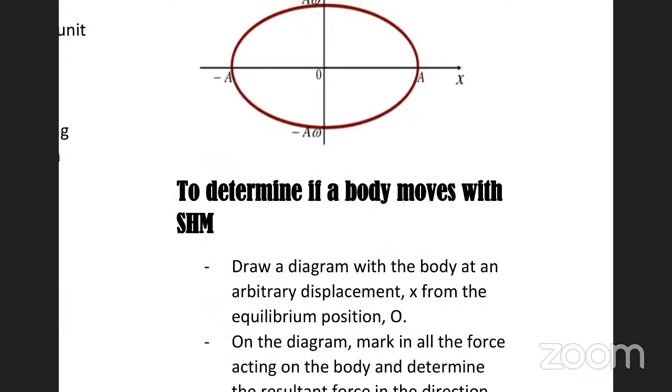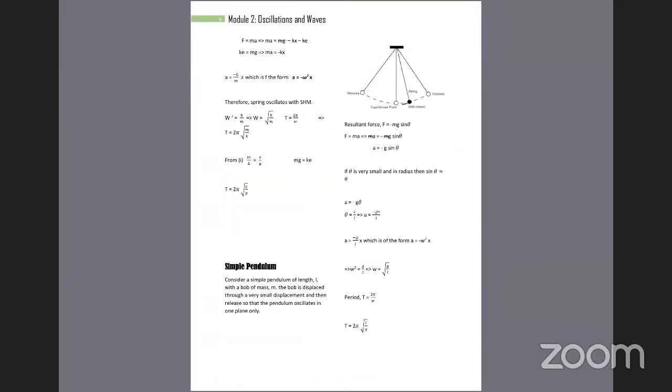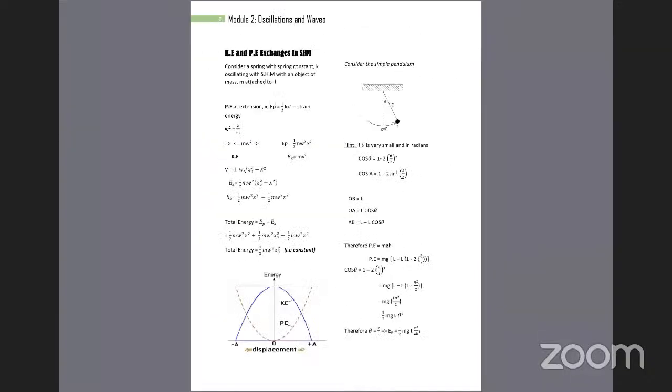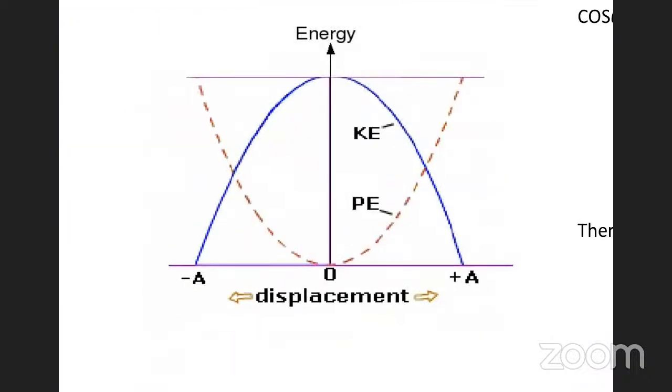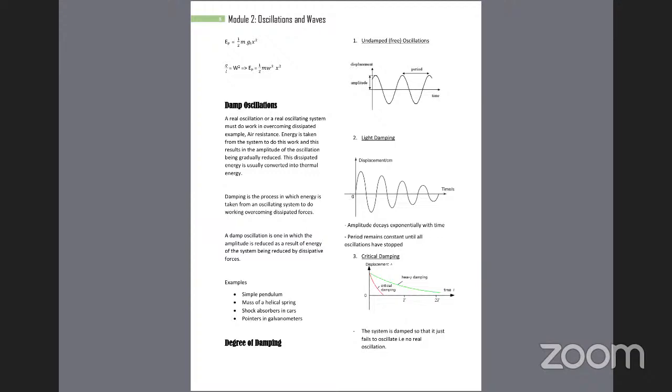We looked at how to determine if a body moves with simple harmonic motion. We looked at developing equations like this for simple harmonic motion and so on. Then we had this graph here for the energy change as displacement changes. We saw how the kinetic and potential change.